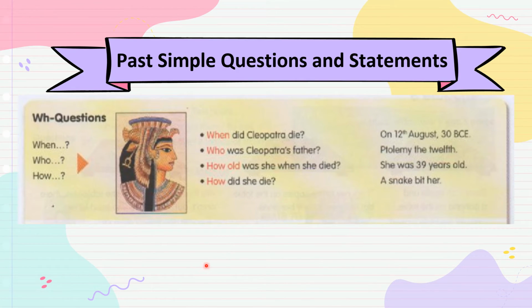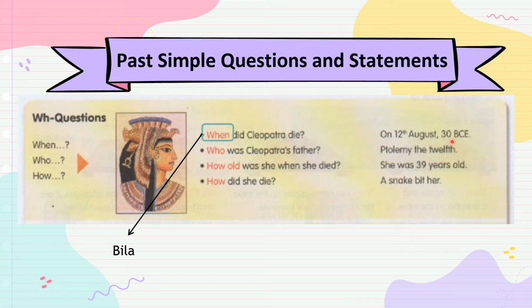Alright, so now let's look at another example of past simple questions and statement. And this is about Cleopatra. Okay, now let's look at the first WH question. When? When did Cleopatra die? What is the meaning of when? When means bila. So, bila Cleopatra meninggal dunia?